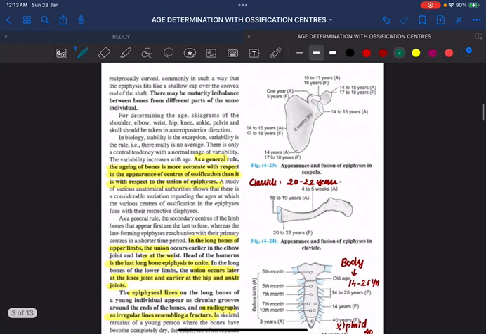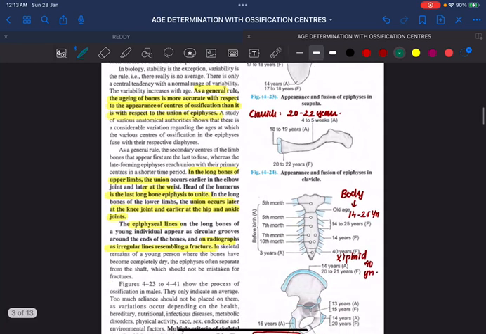So let us start with the first bone, that is the clavicle. Remember, in the clavicle, the ossification centers fuse by 20 to 22 years. 20 to 22 years. Okay, fine.